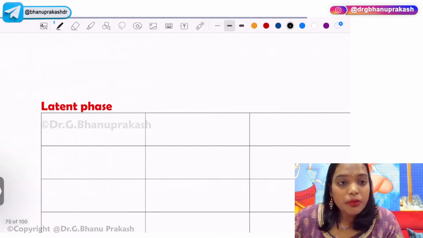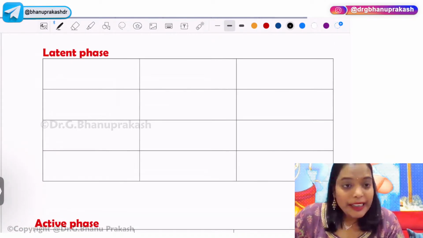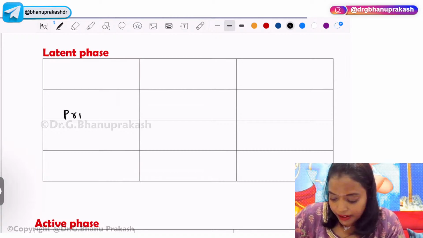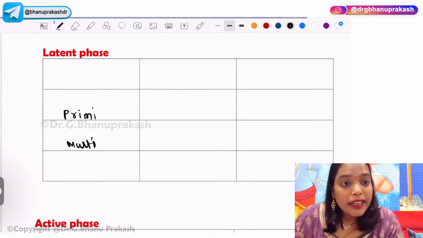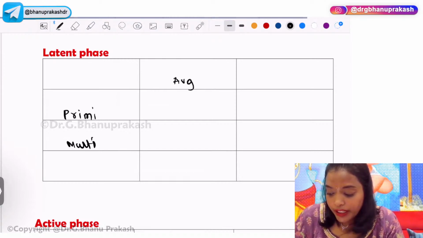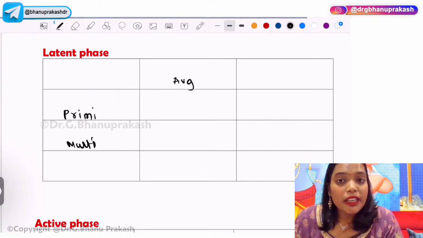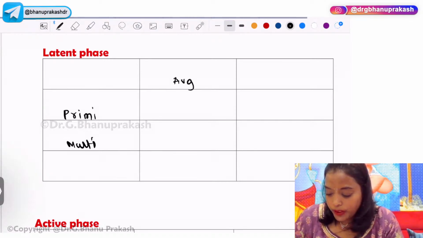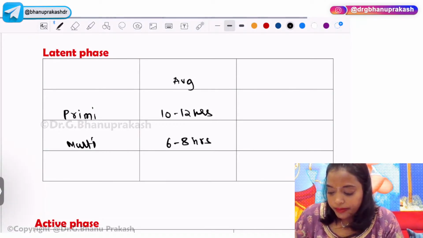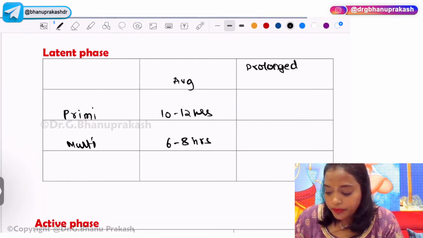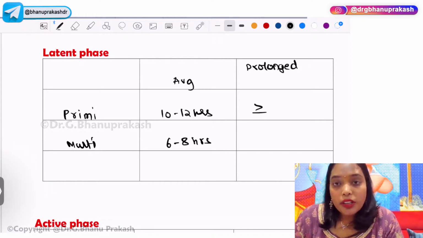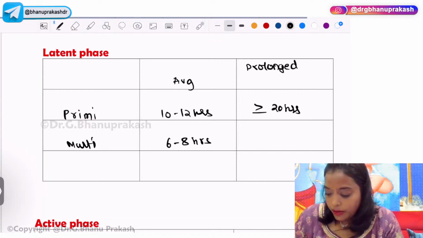Now, I'm going to tell you some terminology, some numbers here. Latent phase, primary, multi. What is the average duration of the latent phase? The average duration of the latent phase in primary is 10 to 12 hours, and for multi, it is 6 to 8 hours. And when do you call prolonged latent phase? More than or equal to 20 hours for primary, more than or equal to 14 hours for multi.